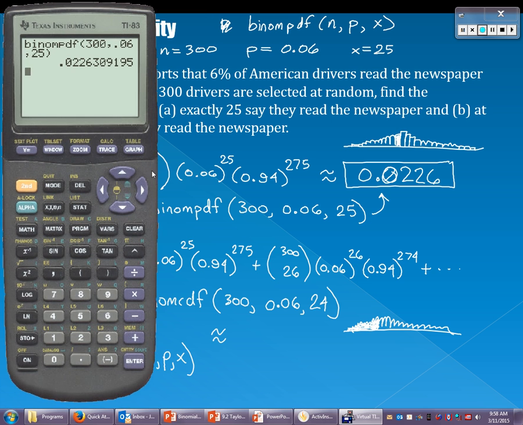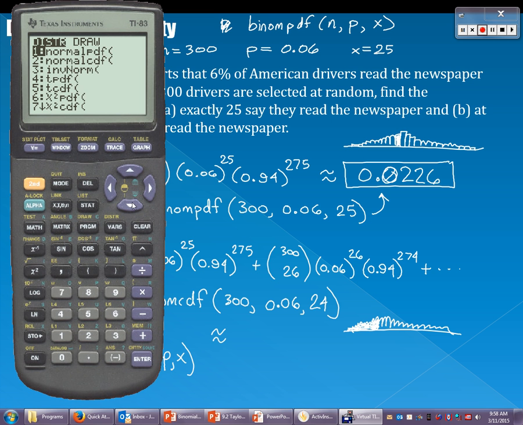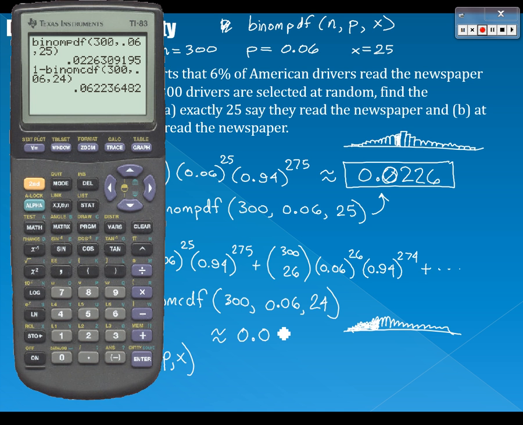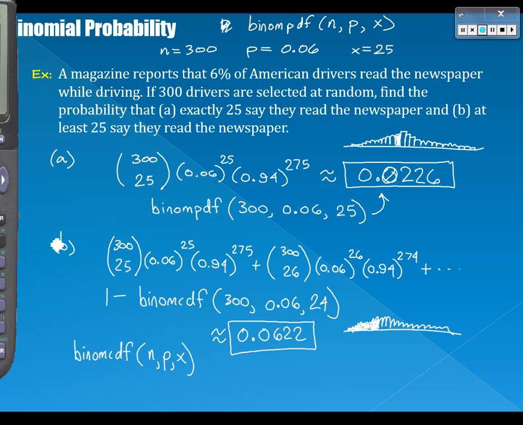I don't know what. All right, so here we go. Binomial CDF, 300, 0.06, 24. Here, hold up. 1 minus that. So here it is. In one move, we got it. 0.0622. Okay, what do you think? You liking this? Permission fully granted to use this calculator feature, right? This is going to help us quite a bit.